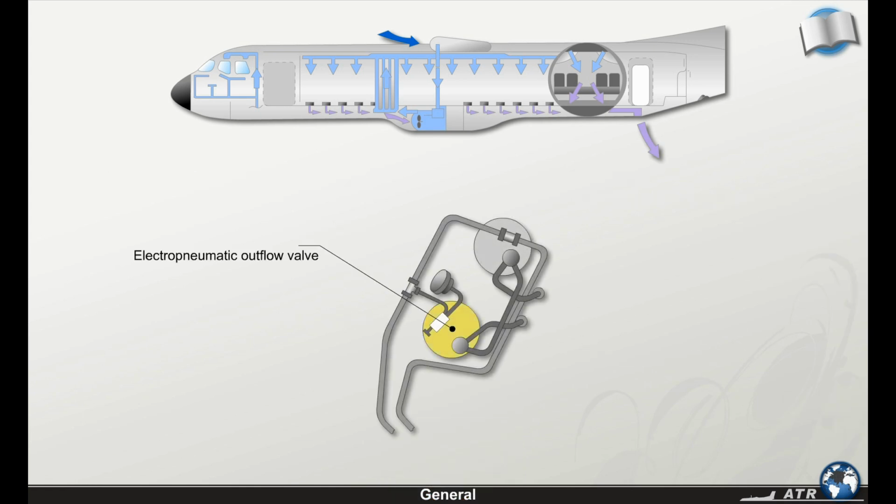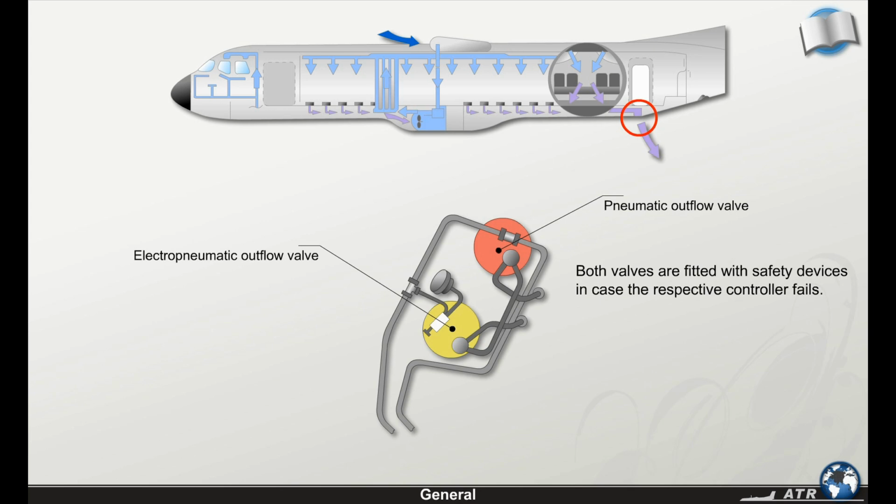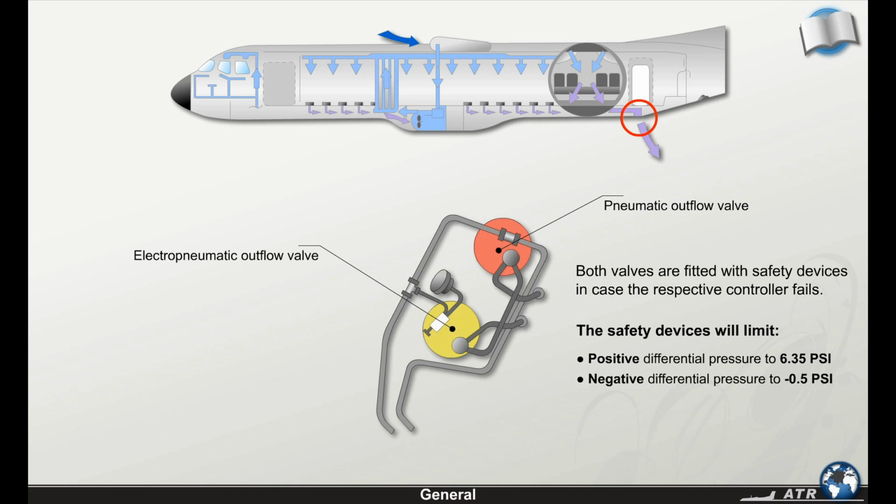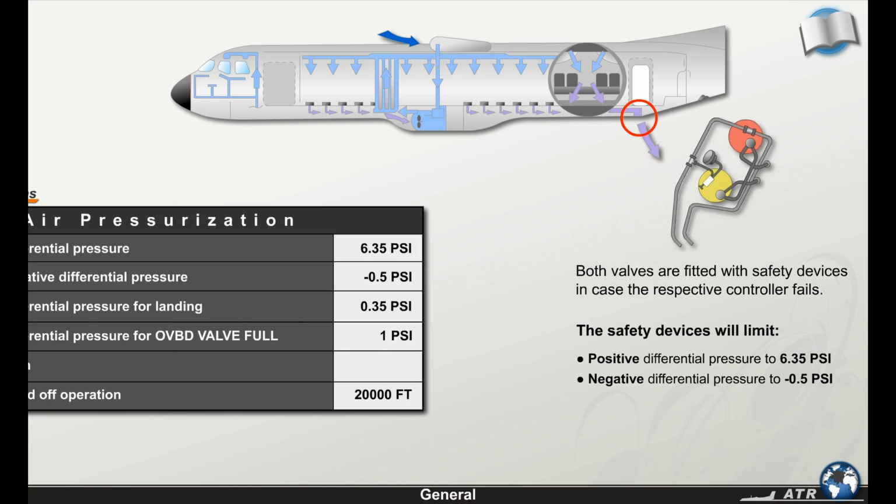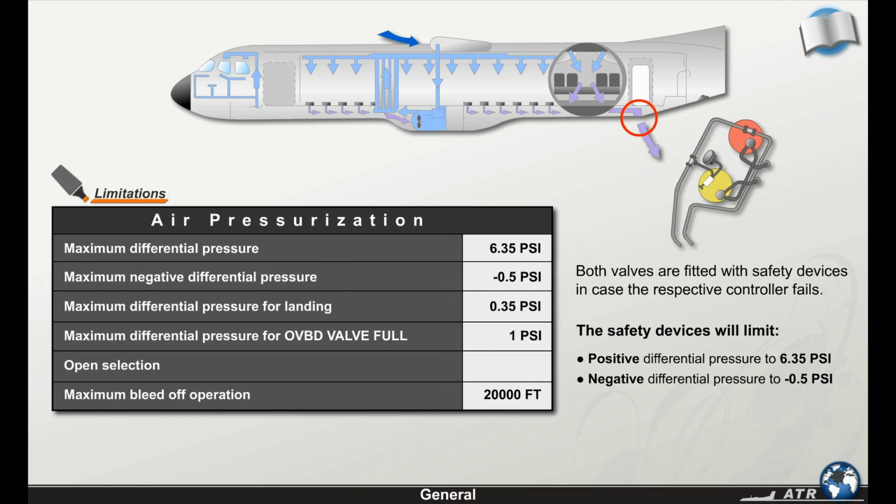An electro-pneumatic outflow valve and a pneumatic outflow valve are installed at the end of the pressurized area. Both valves are fitted with safety devices in case the respective controller fails. The safety devices will limit the positive differential pressure to 6.35 psi and the negative differential pressure to minus 0.5 psi. Take a look at the table to learn more about the limitations related to the pressurization system.